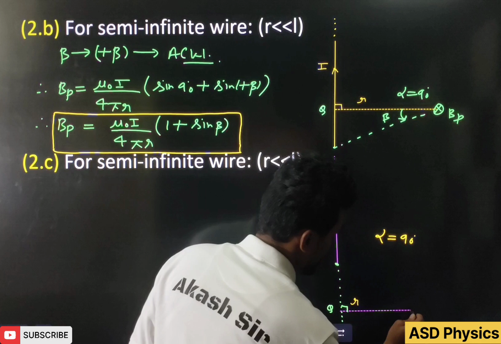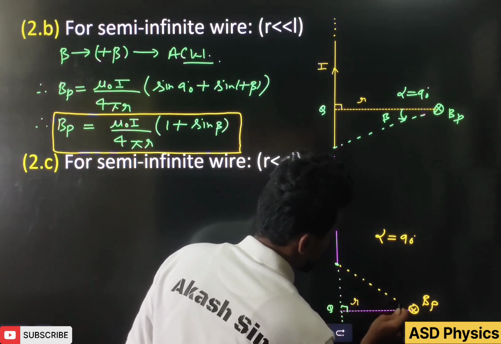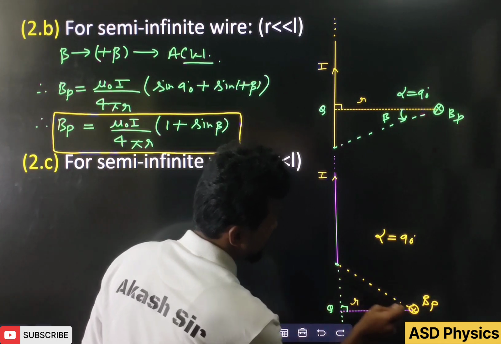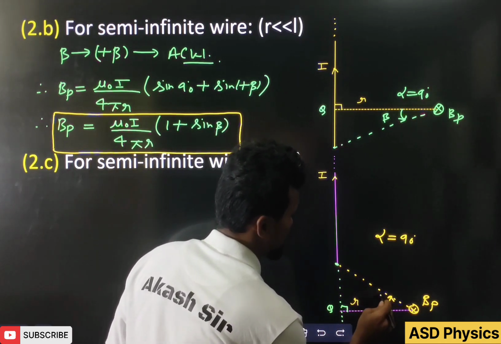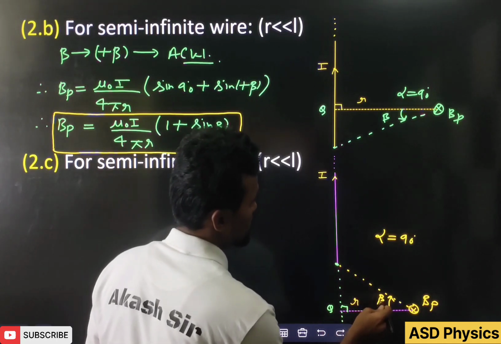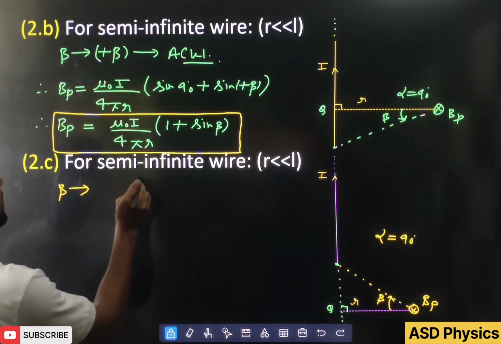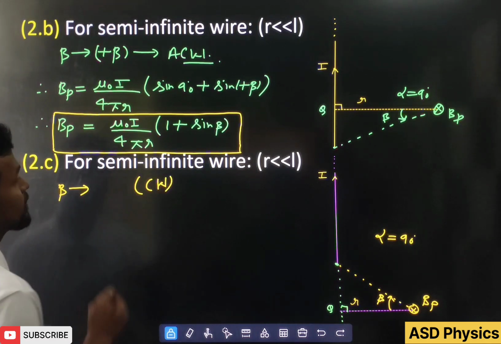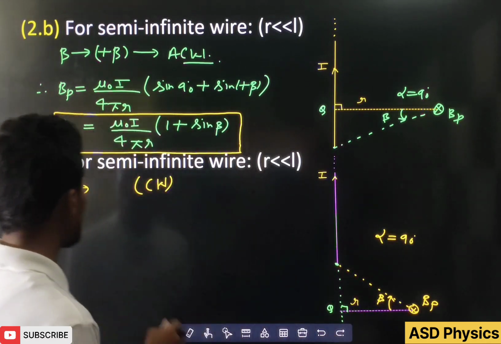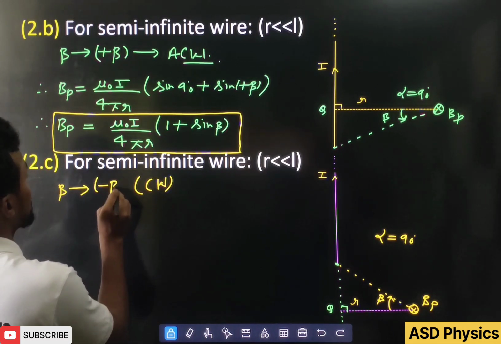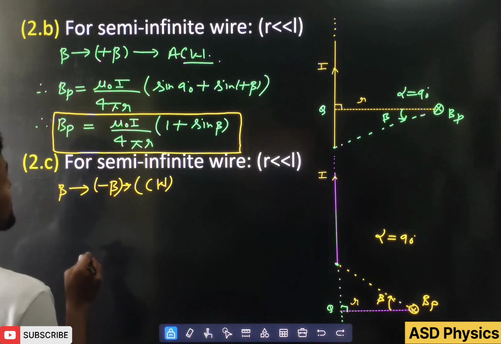But see here, if I draw like this and connect this end of the wire to the observation point, then this angle is beta. Now in which direction is this beta? You can see it is going clockwise. Here it was anti-clockwise, but now it is going clockwise. So in this situation I will take it as minus beta, and this minus beta is clockwise.